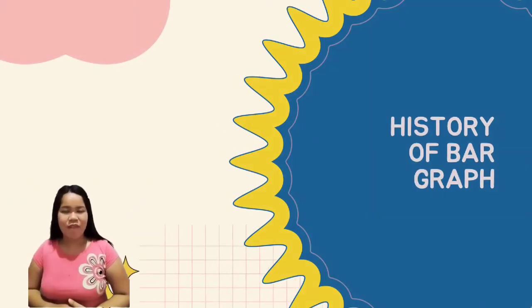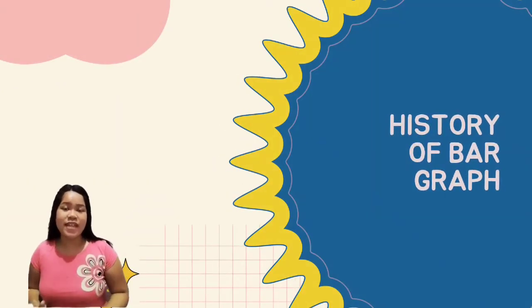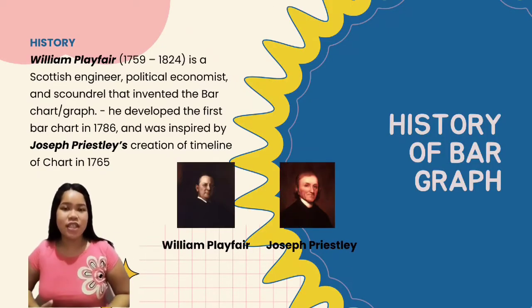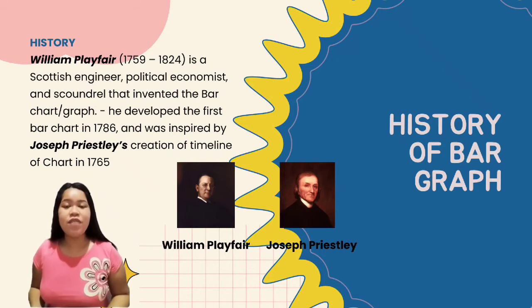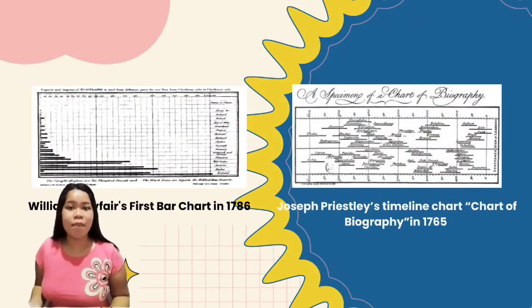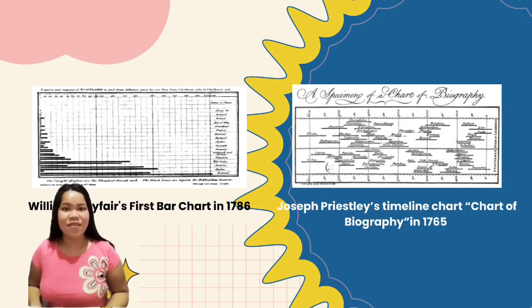History of bar graph. But first, let us know who invented bar graph. William Playfair is a Scottish engineer, political economist, and a scoundrel. He was the one who invented bar graph. He developed the first bar graph in 1786 and was inspired by Joseph Priestley's timeline chart in 1765.